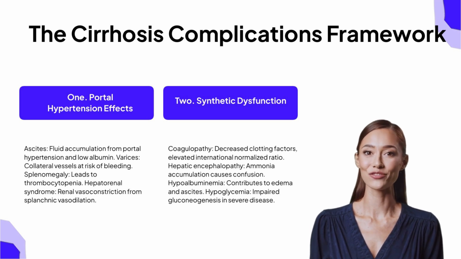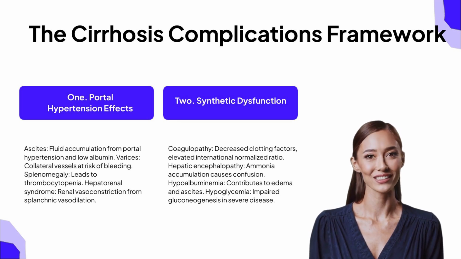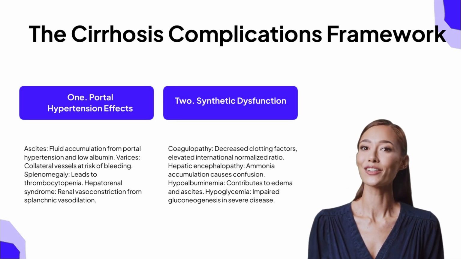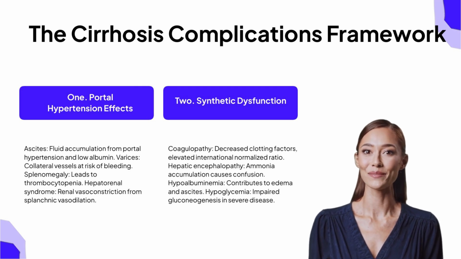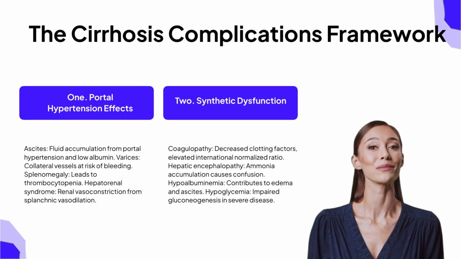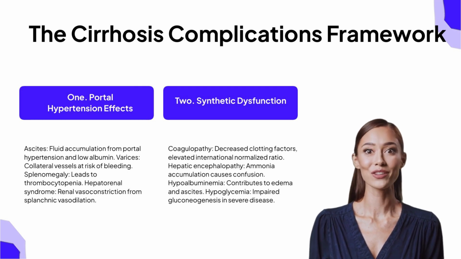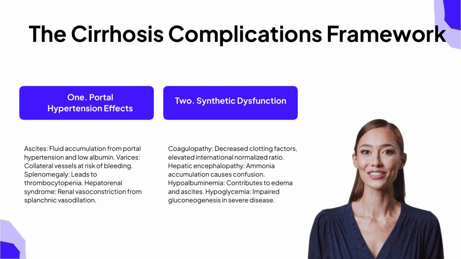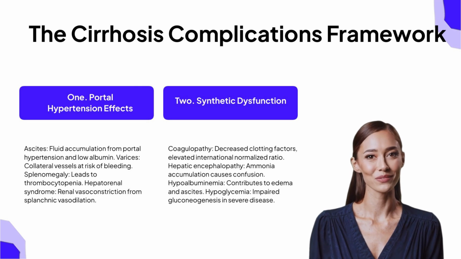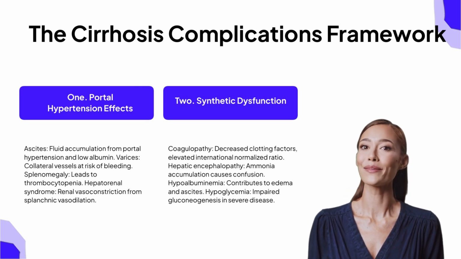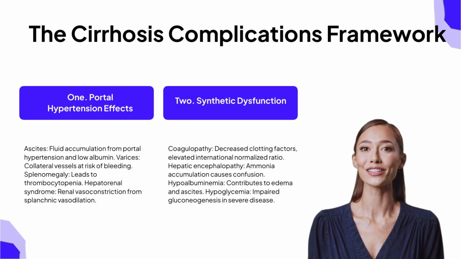Cirrhosis complications fall into 2 categories. First, portal hypertension effects: ascites from increased hydrostatic pressure, varices from collateral vessel formation, splenomegaly causing low platelets, and hepatorenal syndrome from abnormal blood flow. Second, synthetic dysfunction: coagulopathy from decreased clotting factors, hepatic encephalopathy from ammonia buildup, low albumin causing edema, and hypoglycemia in severe cases. Every question will test one of these pathways.